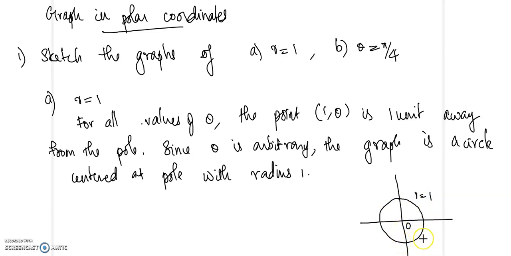So this is the pole, and so if you need to draw the points here, this is the point 1 0, and this will be the point 1 pi by 2, and this is the point 1 pi, where we will have 1 3 pi by 2. So that is the few points on the given curve.